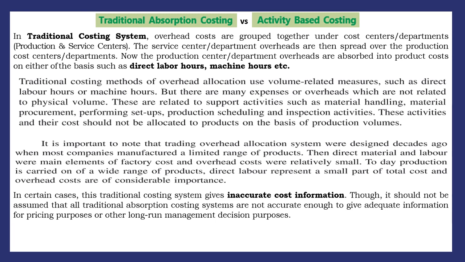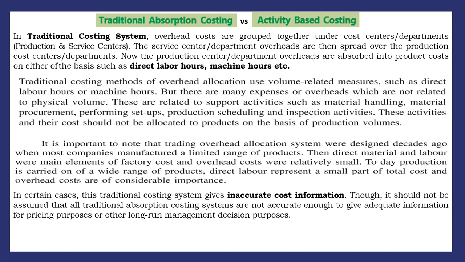How are the overhead costs calculated or allocated under the traditional absorption costing method? In a simple, direct way. In the traditional costing method, first of all, there will be different departments or cost centers in the organization. There are production departments and service departments. First, the overheads will be grouped under the production departments and service departments, which are also called production centers and service centers. The first step is that whatever overheads are incurred, the indirect cost will be calculated for the production departments and service departments. The next step is that the service department overheads will be spread over the production departments. And now you have the production department overheads.